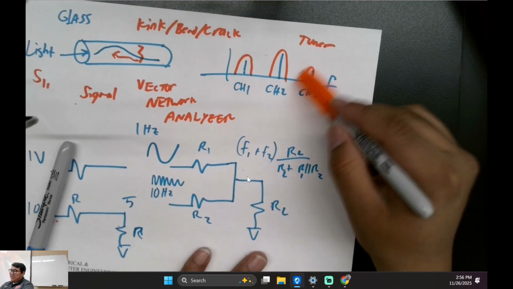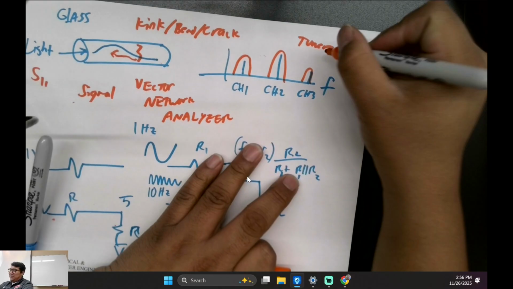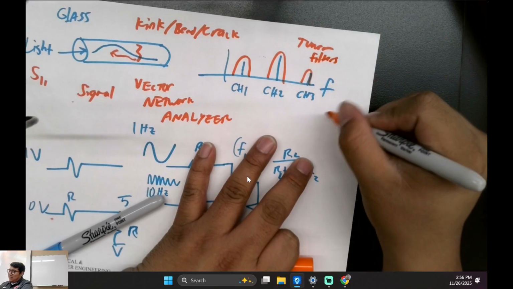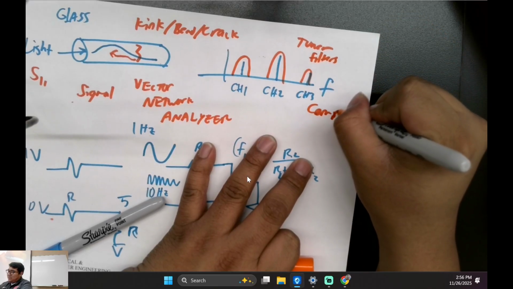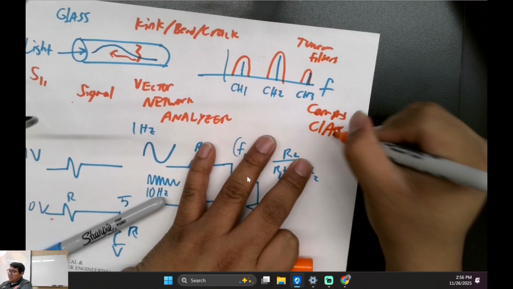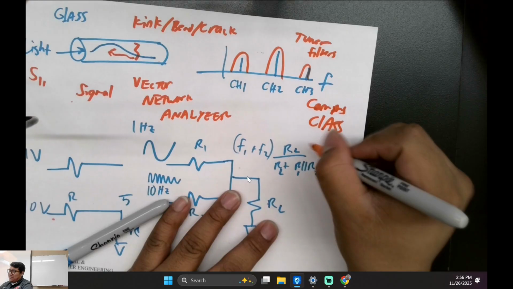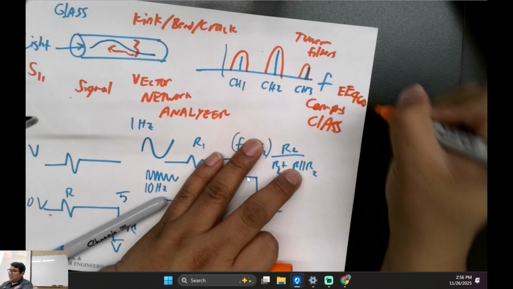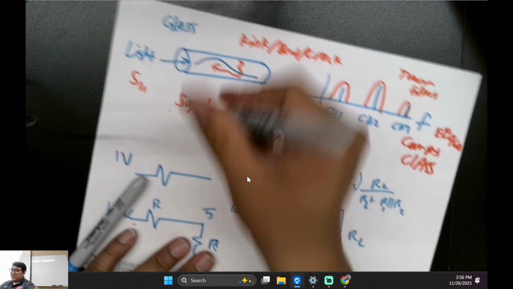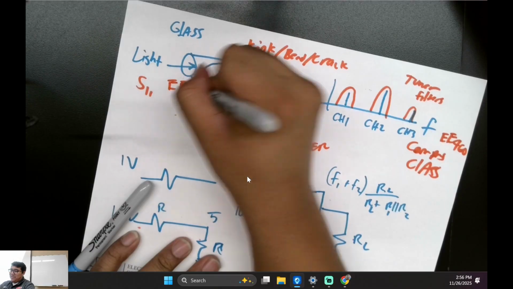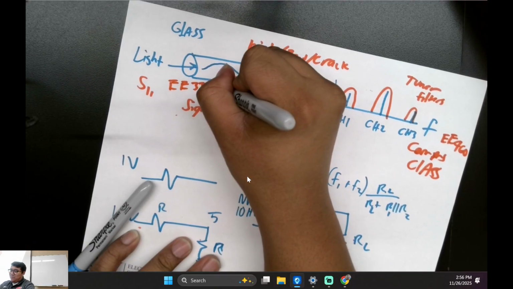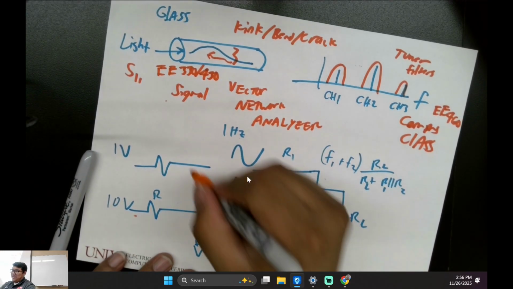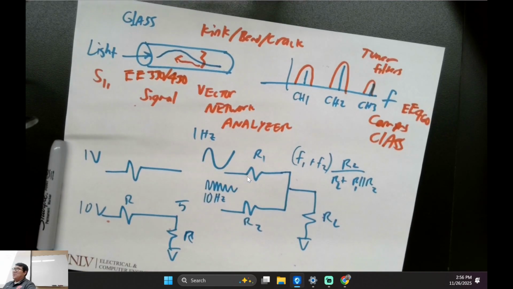But anyways, this tuner stuff right here, you can learn in filters, communications, and then maybe signals and systems. So this right here is EE460, and then this right here is EE330 and 430. And this right here is just circuits. So what other classes do we have?